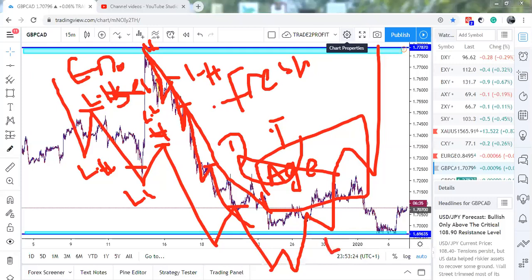Uptrending: this is a low, and this low is higher than this low. So this is a higher low, and here's another higher low. So the market begins to create higher lows, and the market also begins to create higher highs. This is a high, and this high is higher than this high, so this is a higher high. That's how you spot a trend.